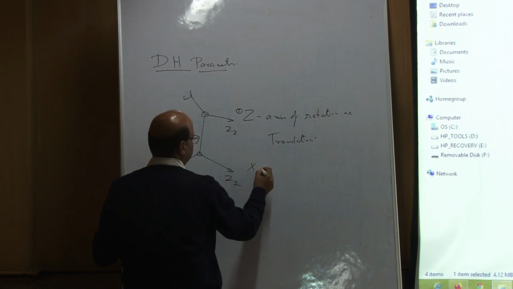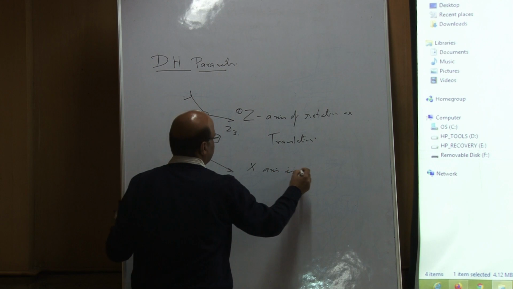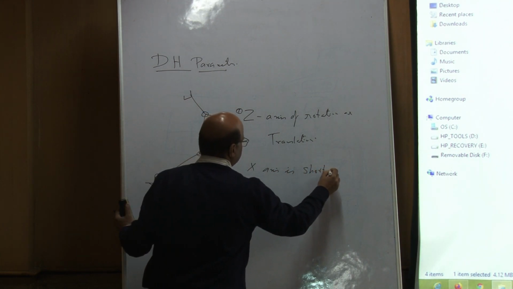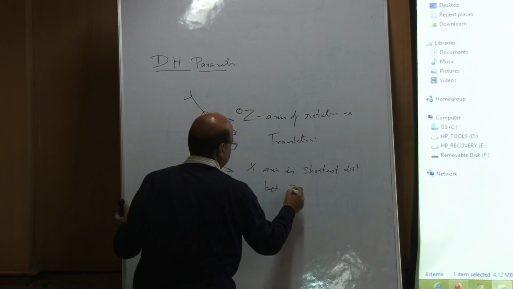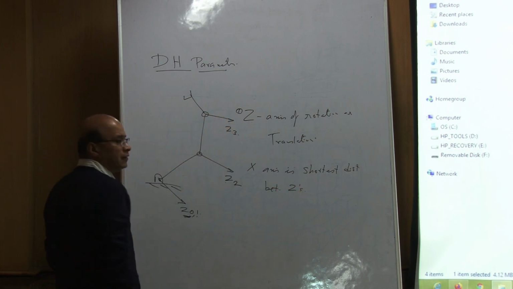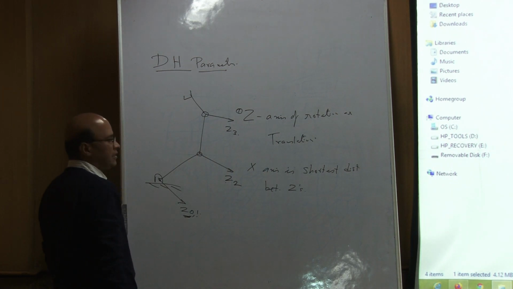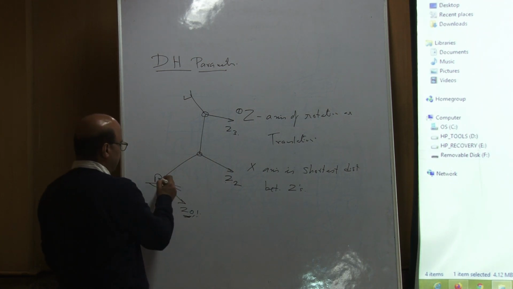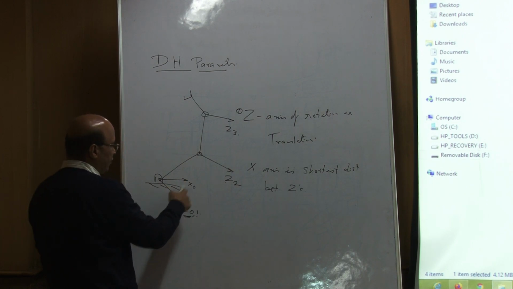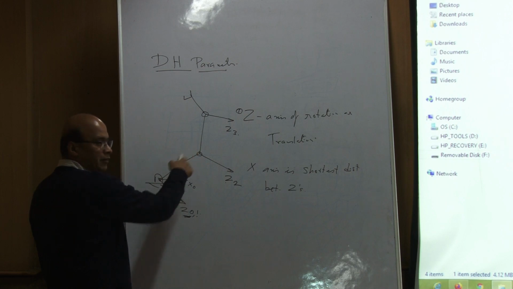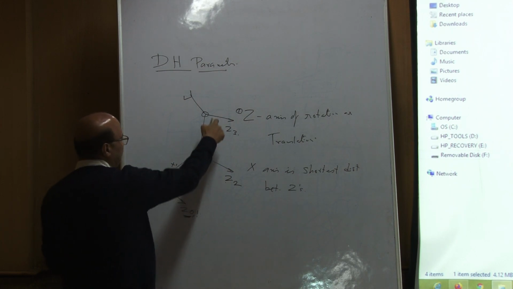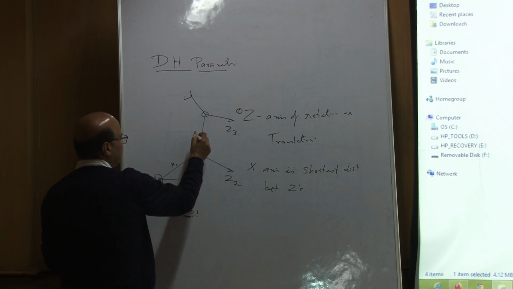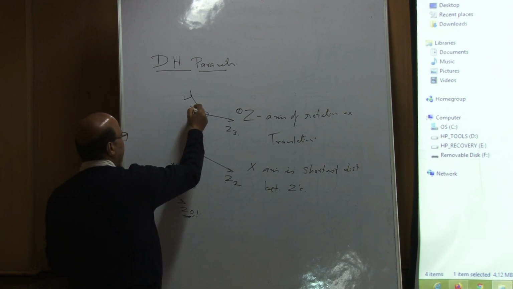X-axis: the x-axis is the shortest distance between z's. Which means that the first one can be anywhere. Now the shortest distance between z1 and z2 is this one, the perpendicular distance between them. So this is my x1. Second, this is my z2, z3, so the shortest distance will be x2. And this can be my x3.